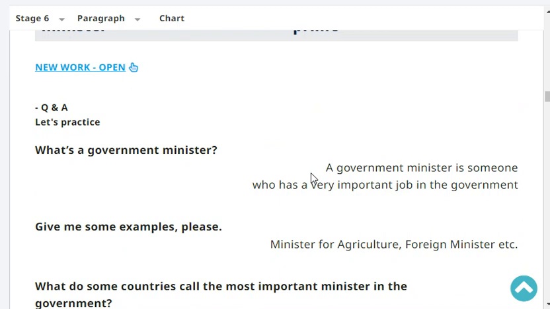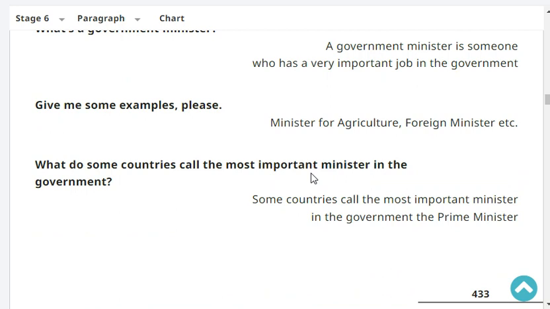What's a government minister? A government minister is somebody who has a very important job in the government. Give me some examples, please. A minister for agriculture, a foreign minister, etc. Very good.